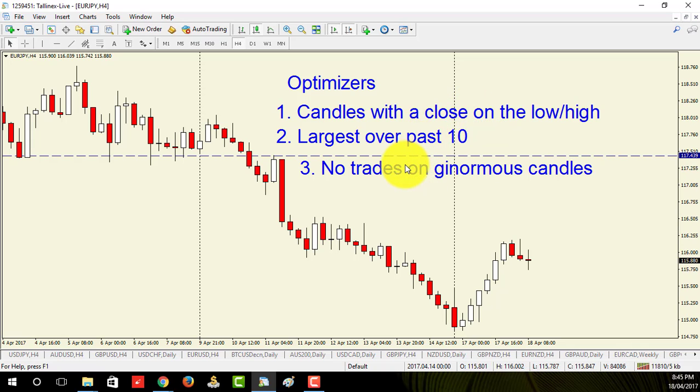And then when it's a ginormous candle, which is completely way too big and way different from the recent history, which is usually like a factor of 4 of the ATR. You know what I mean? 3 or 4 times the ATR, then you know this is like an alert. This is not a normal situation. Retreat. So those are the ones you want to stay away from.